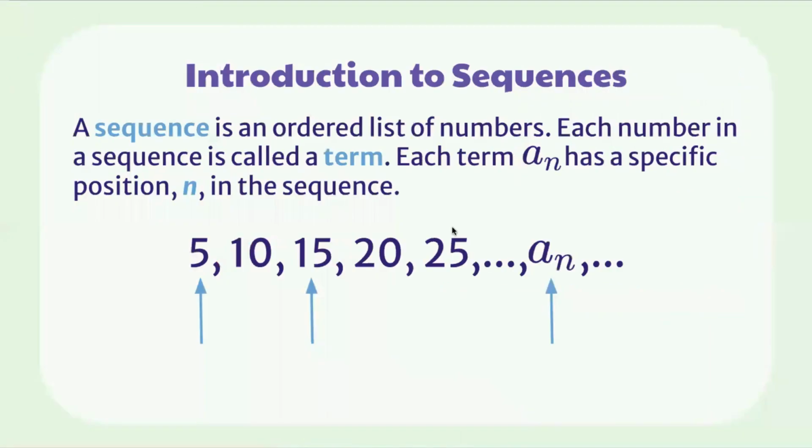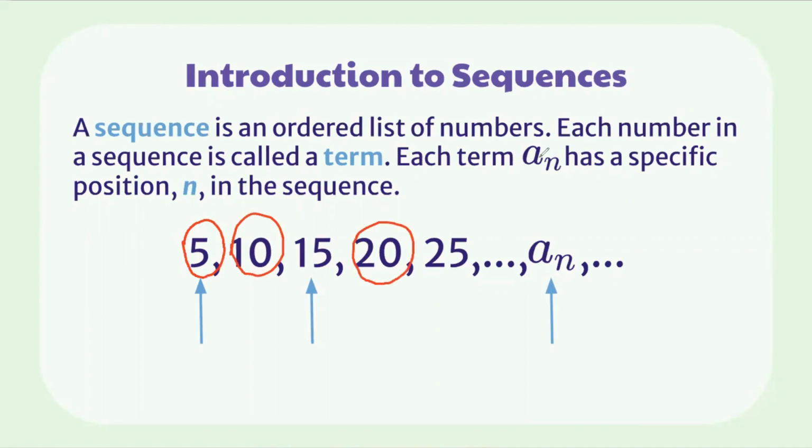A sequence is an ordered list of numbers. So for example, this would be a sequence here below. Each number in a sequence is called a term. So for example, 5 would be a term, 10 would be a term, 20 would be a term, and so on.